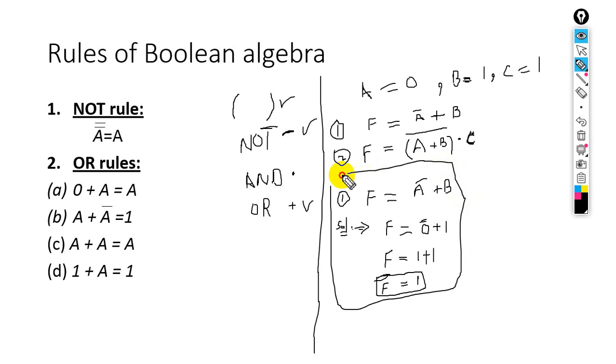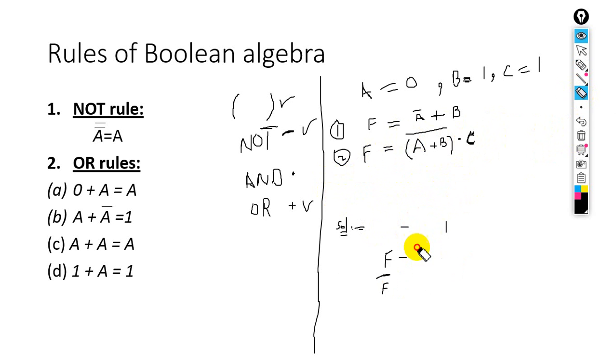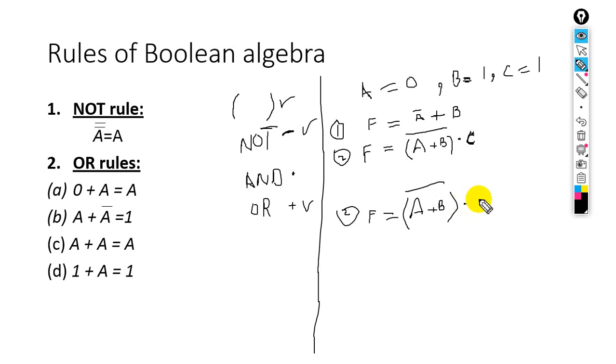What is the second question? Now the second expression we have is F is equal to (A OR B) whole bar dot C bar. So now we will solve this question also. So how will we solve? Let me clean this. Okay, so our next question, what is the expression? The second question, the expression is F is equal to (A OR B) whole bar, meaning this is a whole NOT operation, and we have C.